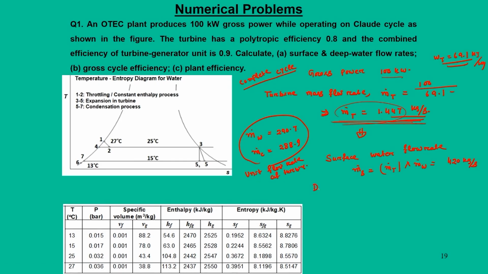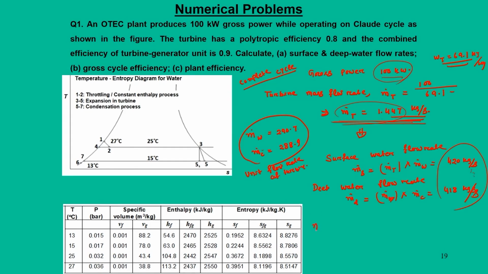Then the deep water flow rate, that is m dot deep, is equal to m dot T into m dot C, that is 288.9 into this. So, this number is 418 kg per second. So, roughly you say that we deal with this many kg per second of water, but to produce a gross power of 100 kilowatt, with respect to this flow rate, this number is quite less.